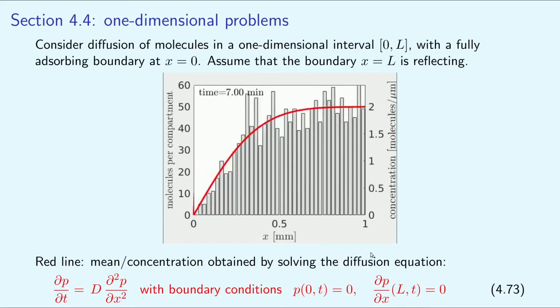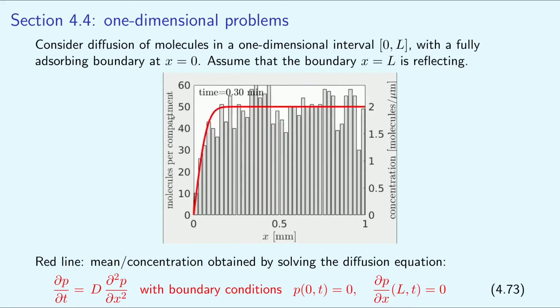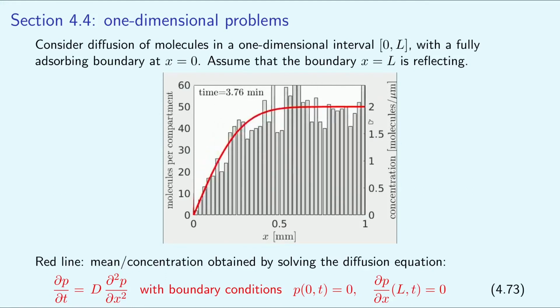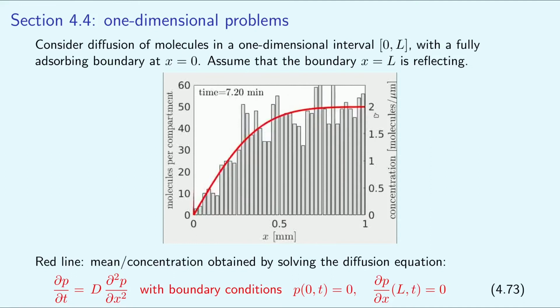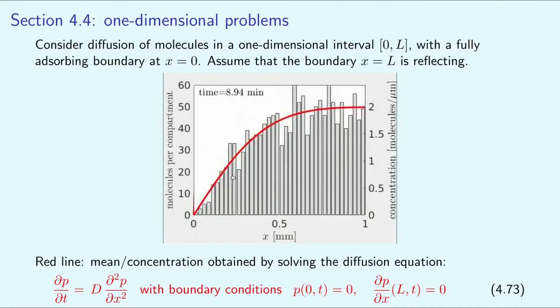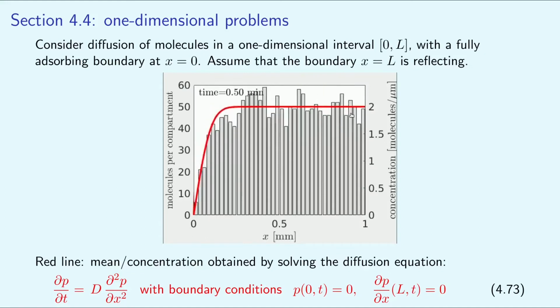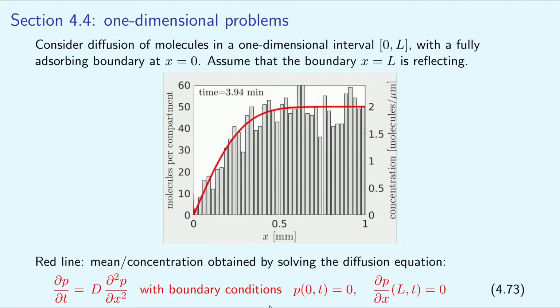In this video, we present the simulation of 2000 molecules, which are initially uniformly distributed in the interval [0, L]. So our initial condition for p is the constant function, equal to 2 molecules per micrometer or 2000 molecules per millimeter. The red line is the solution of the diffusion equation, while the gray histogram is calculated by the SDE-based model of diffusion, which simulates the trajectories of individual molecules. We observe that molecules are removed at the left boundary from the system, which results in lower concentration of molecules at the left boundary as the time progresses.